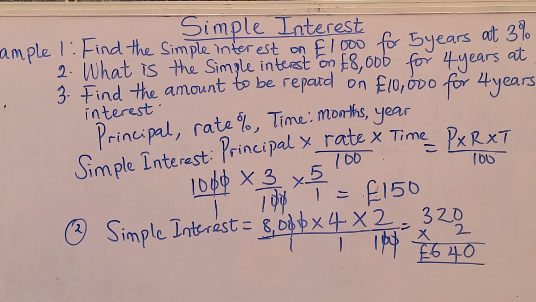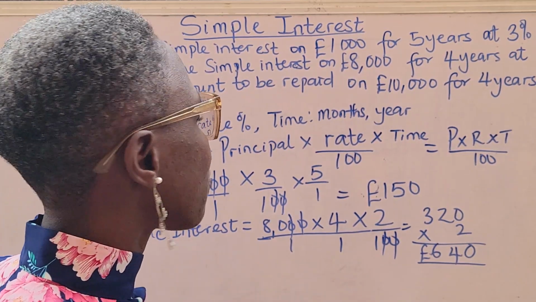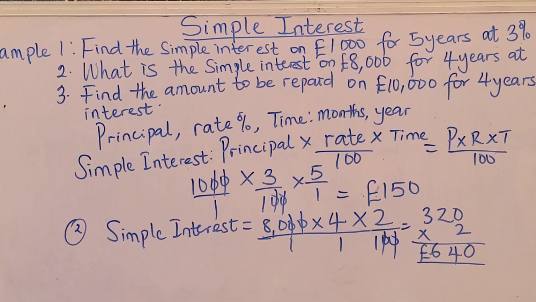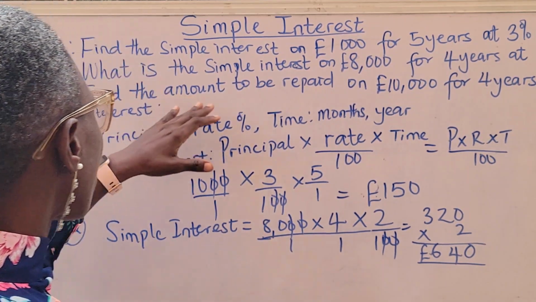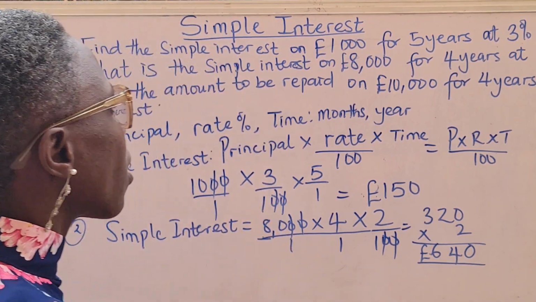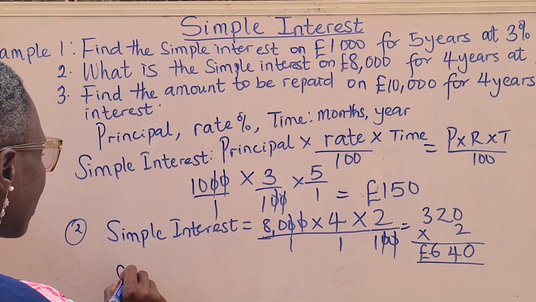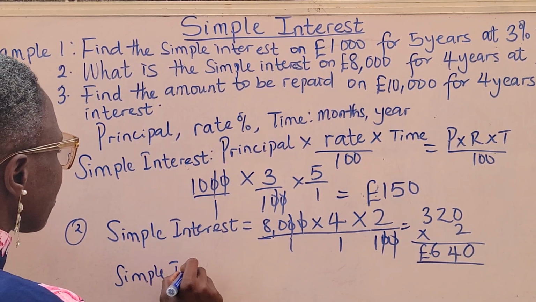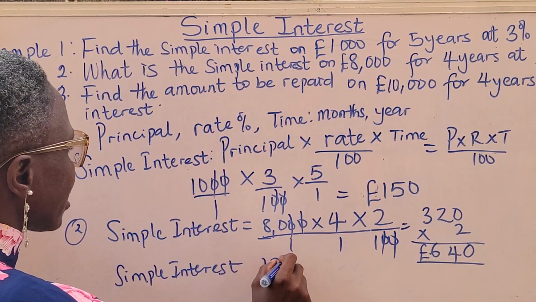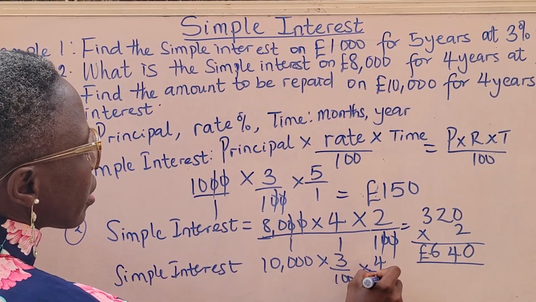Let's go to the very last question on the board. A little bit of difference in this. We've been finding the interest alone. We have not at any point in time tried to find out, at the end of the day, how much will I repay? That's what the third question is talking about. Find the amount to be repaid on 10,000 pounds for 4 years at 3% simple interest. The first thing is to find the simple interest. So let's find it. Simple interest, the same way we've been doing, 10,000 times 3% times 4 years.